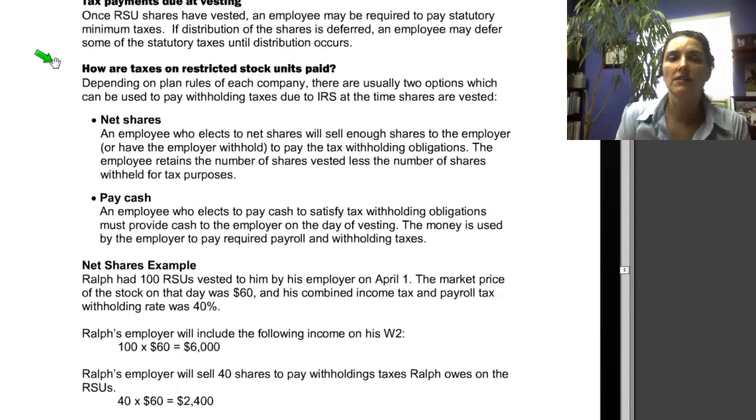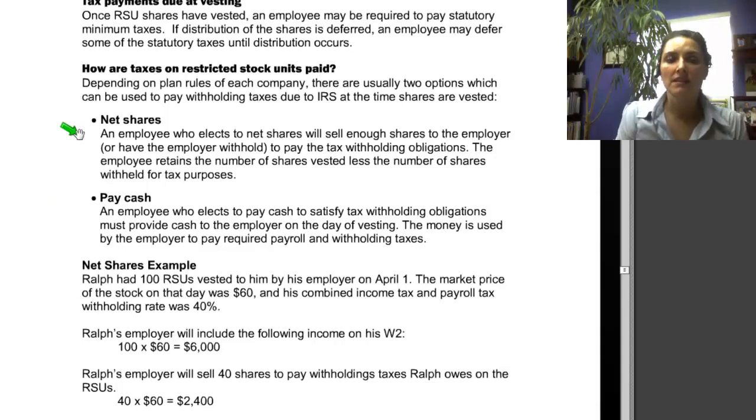So how are taxes on restricted stock units paid? Depending on the plan rules for each company, there are usually two options which can be used to pay withholding taxes due to the IRS at the time the shares are vested. There is the net shares vested, which in my experience is pretty much all I ever see, but there is also a pay cash option, which I've never had a client take advantage of. But let's talk about net shares first.